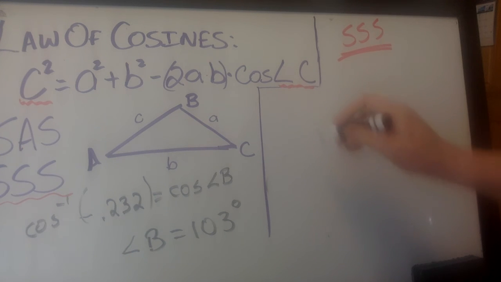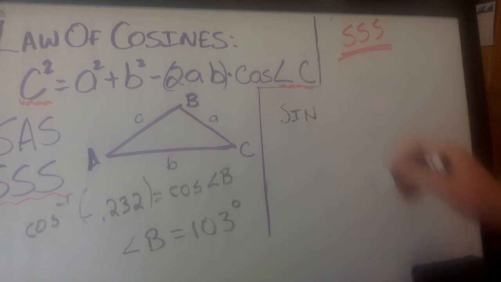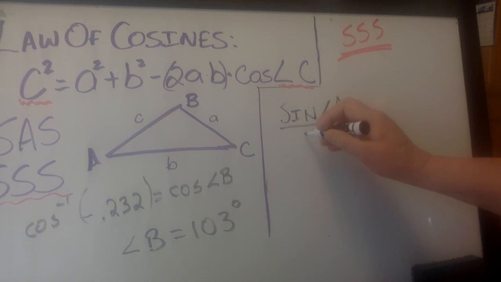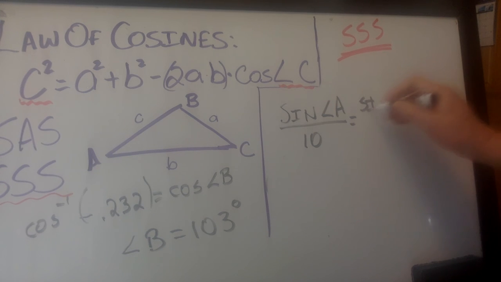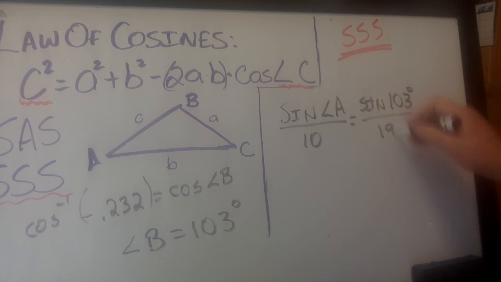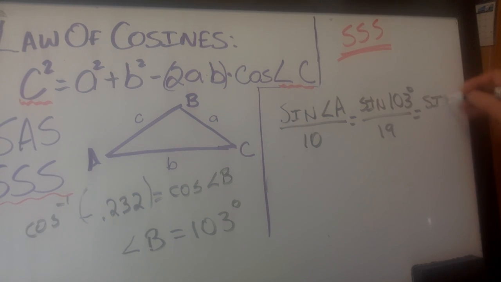Oh boy, I just erased everything. Let's see if I can remember. Angle A, I do not know, and little a was 10. And I do know B now, which is 103 degrees, and that was 19. And C, I do not know, and that was 14. I might have these two backwards.